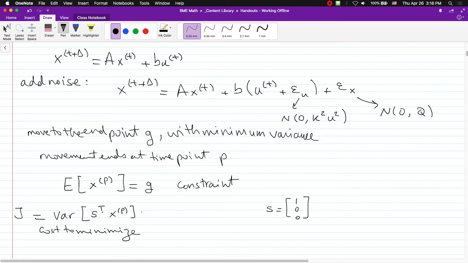Let me stop to see if you have a question about that. Why is there S transpose again, 1, 0, 0? Remember, the vector x was position, velocity, force. So what this is doing is it's just saying that what I want you to minimize is the variance of position. Does that make sense? Because that's what the goal is.